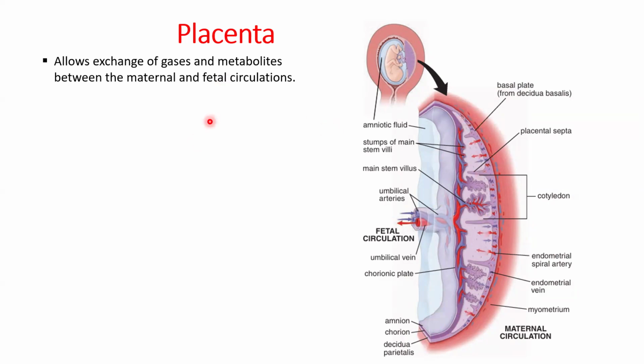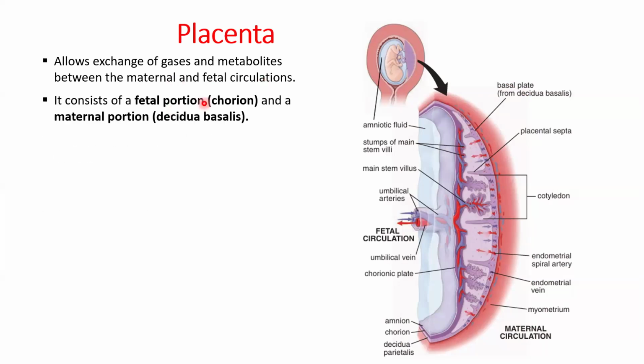But before then, it's better we appreciate that the placenta allows the exchange of gases and metabolites between the maternal and the fetal circulation. So it is enabling the exchange between maternal and fetal circulations. The exchange of gases, metabolites, and even nutrients happens at the placenta.